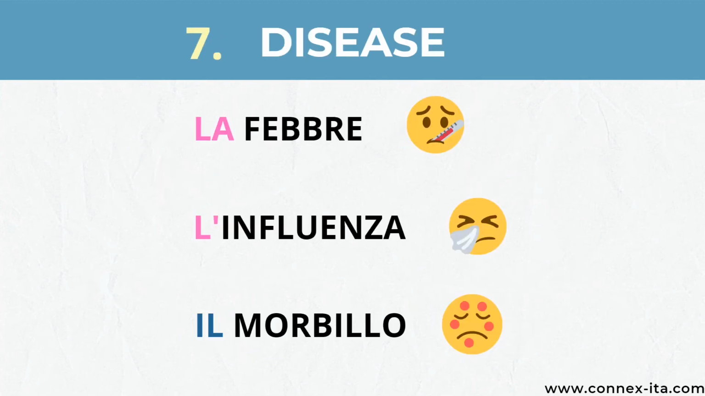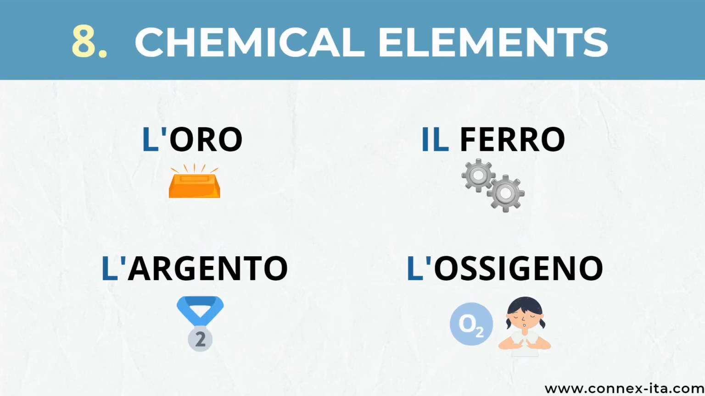The next group of words with no plural are some diseases, for example, la febbre is the fever, l'influenza is the flu, and il morbillo is the measles.